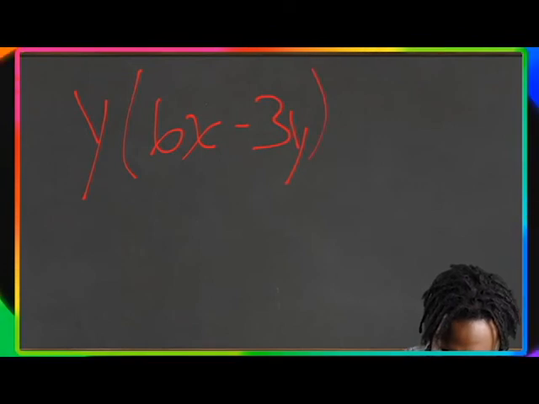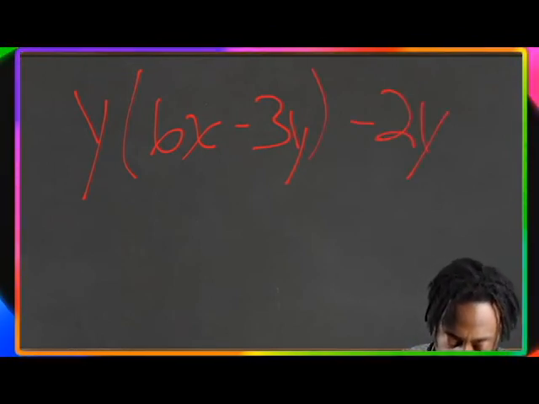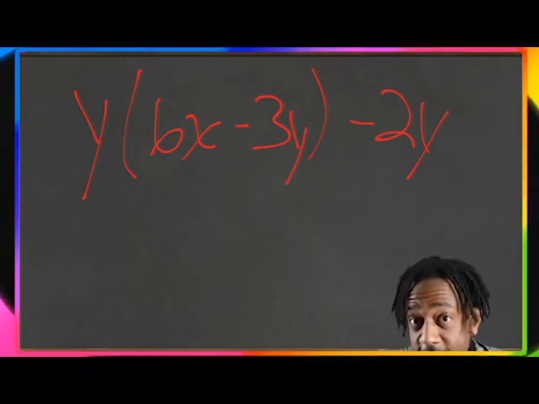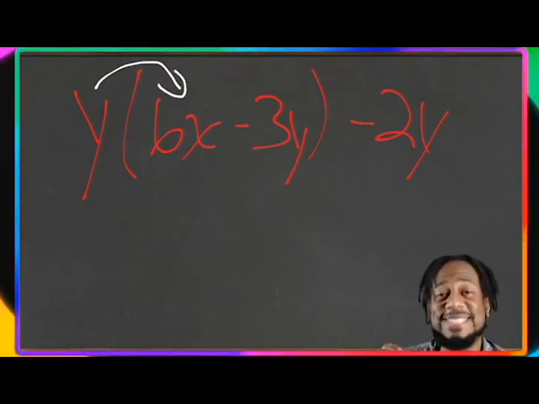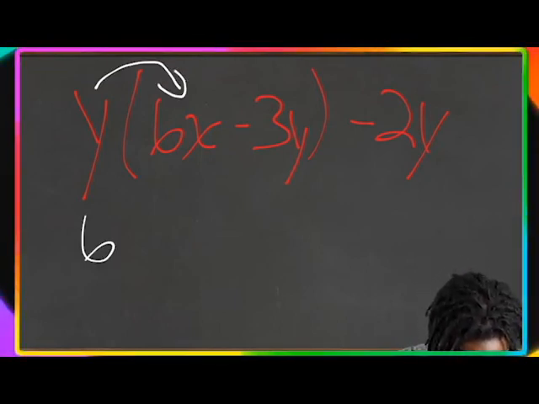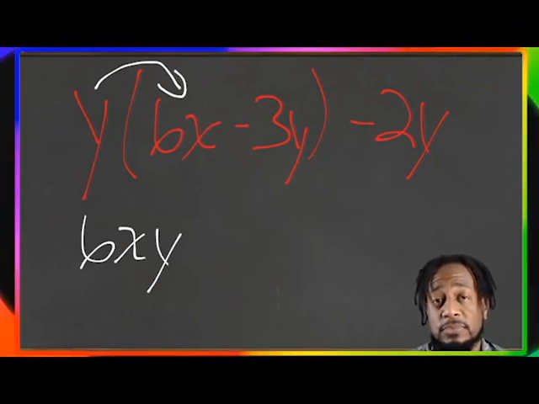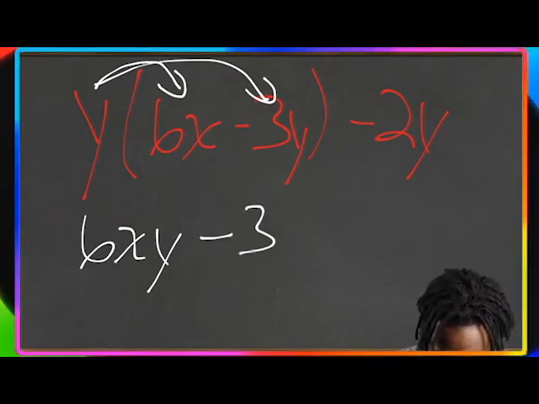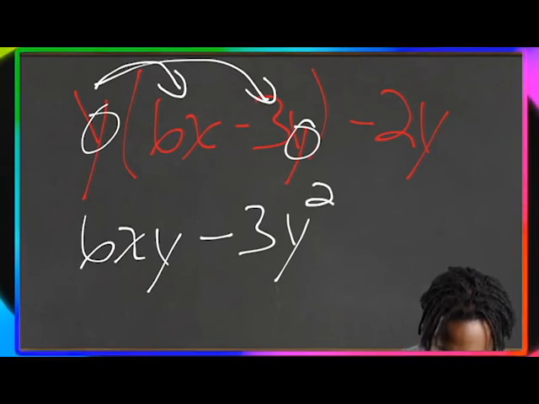3y and this is a negative 2y. All right. So you're going to take this y. It's still 2 variables. You still see an x and a y, right? Okay. So you got y times 6x. So we got 6xy. Yes? Y times a negative 3y. Negative 3. How many y's do you have? Y squared.